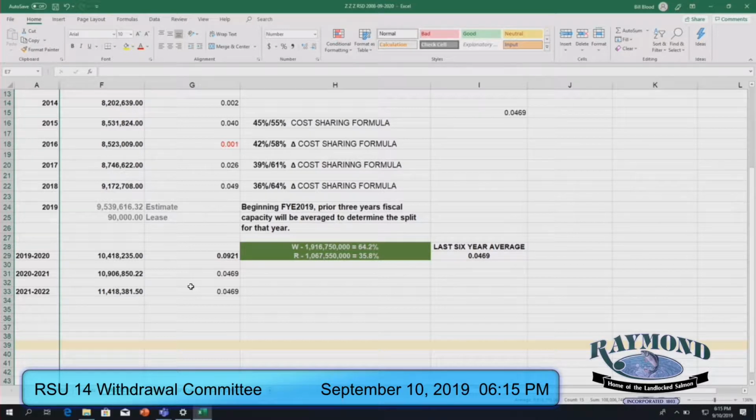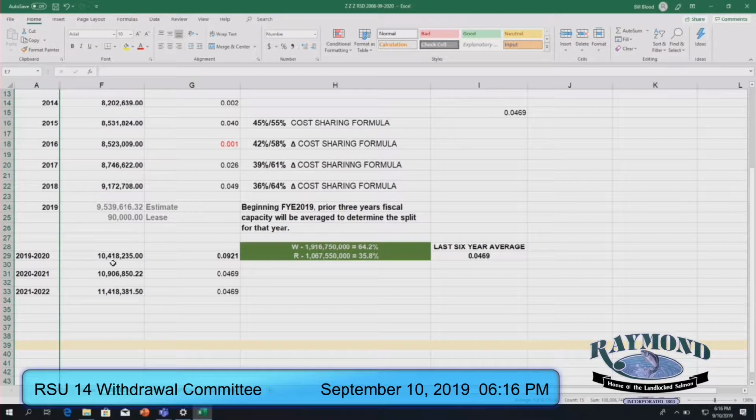Okay, I see where you're going. But you've got to consider you've got a decreasing population, higher special ed costs. You're also assuming only a 3% increase every year, when the school district has been going up 4.6.